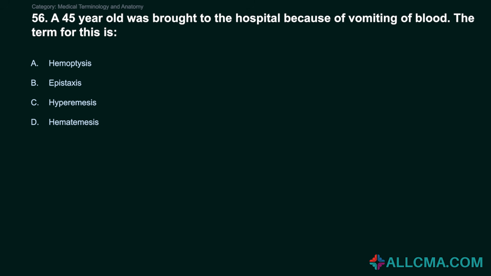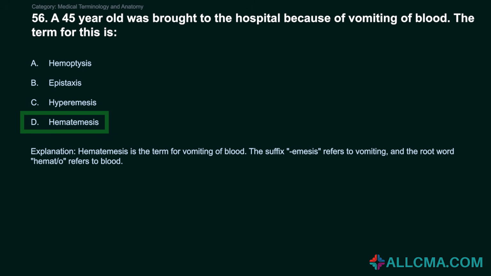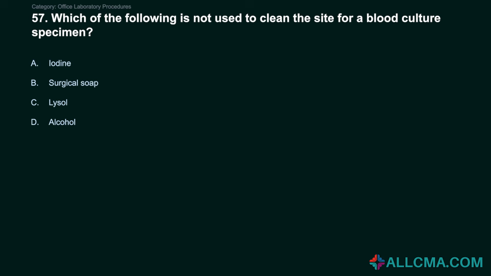56. A 45-year-old was brought to the hospital because of vomiting of blood. The term for this is A. Hemoptysis, B. Epistaxis, C. Hyperemesis, D. Hematemesis. Correct answer, D. Hematemesis. Hematemesis is the term for vomiting of blood. The suffix emesis refers to vomiting, and the root word hemat/o refers to blood.